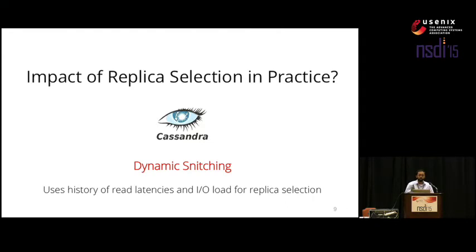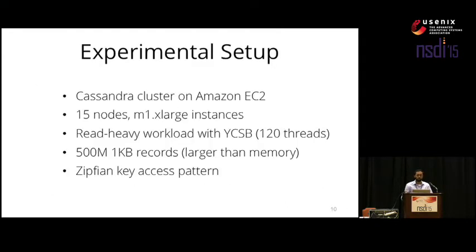So we decided to put Cassandra to the test. We turned to some experiments on Amazon EC2. We used a 15-node Cassandra cluster using M1 xlarge instances. So these are instances backed by spinning disks. And we used the Yahoo Cloud Serving Benchmark in order to generate read-heavy workloads. And the data set that we used was 500 million 1 kilobyte sized records, which amounted to roughly 100 gigs per node. And we used a Zipfian key access pattern in order to generate a skewed workload.